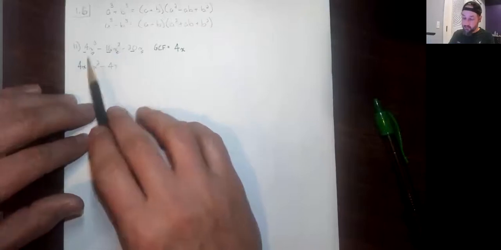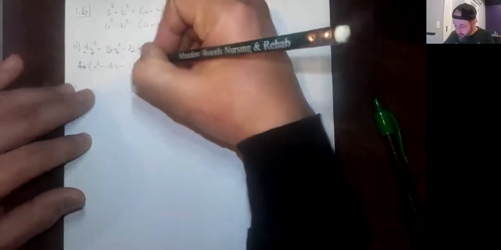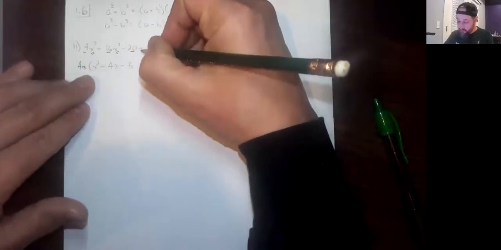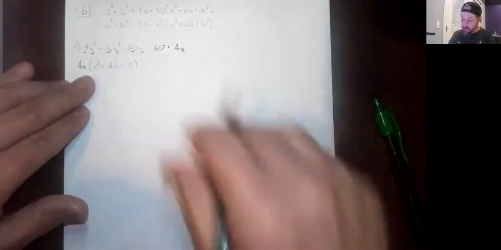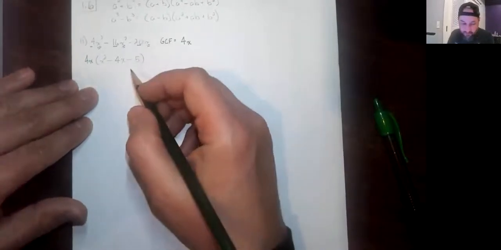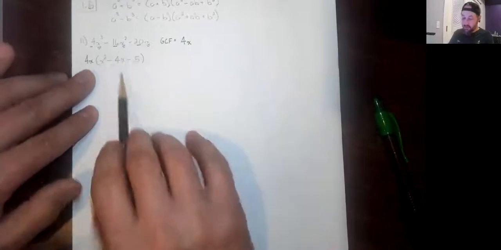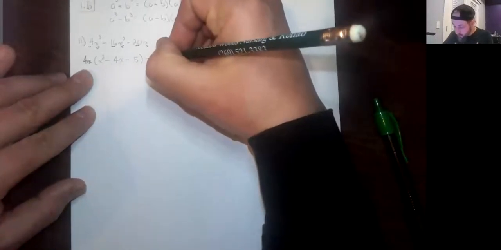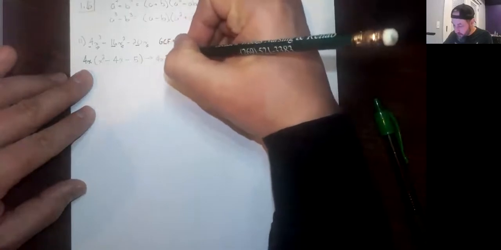So I had x times x, I pulled 1x out. And then here, 20 divided by 4 is 5. I pulled the only x out. So what I end up with for number 11 is a 4x out here, and then x squared minus 4x minus 5. We're not quite done yet. We could be, but we're going to check.